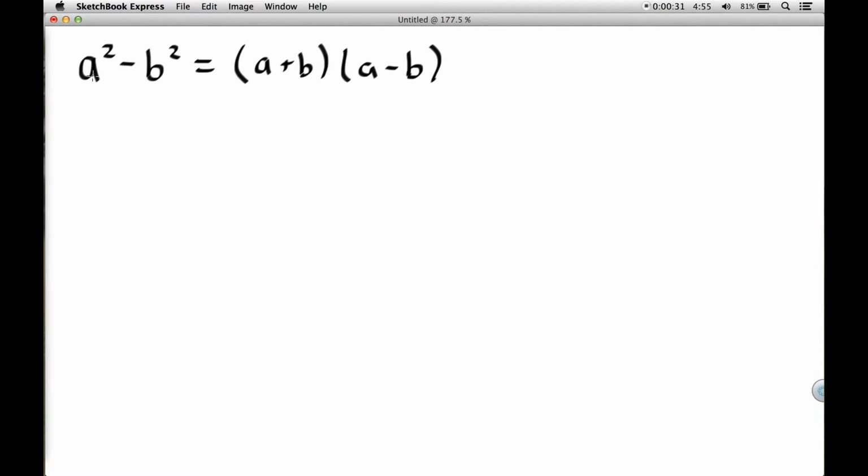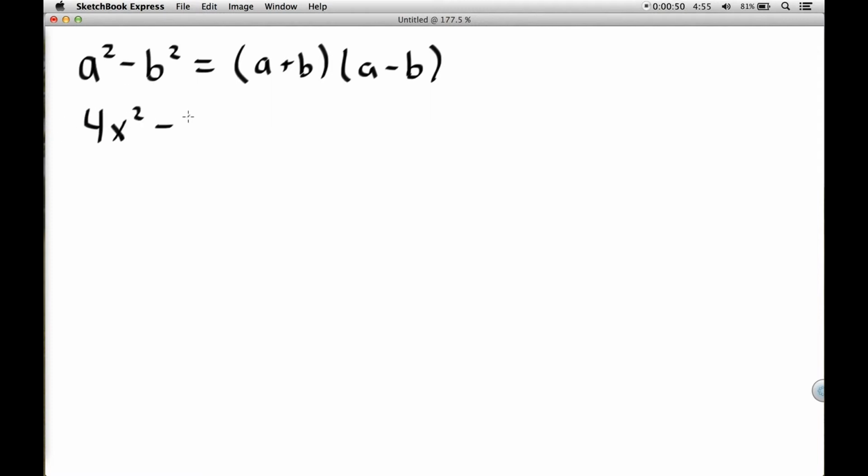And we can clearly see why this works, again, because if we were to simplify it out from the right side, this is a squared minus ab plus ab minus b squared, and the minus ab and plus ab would cancel out, leaving us with this.